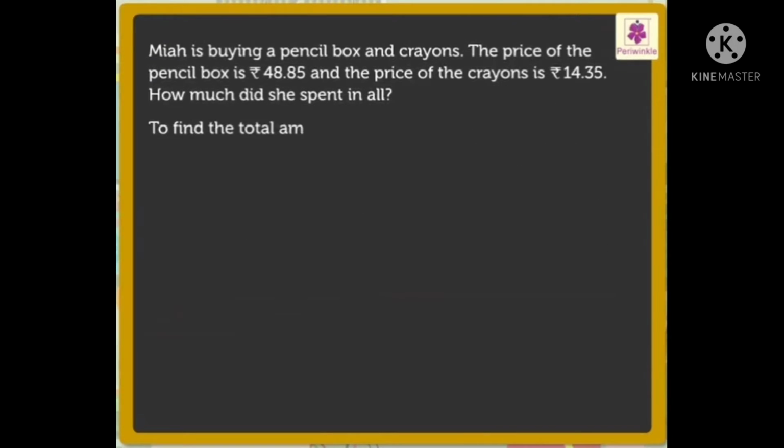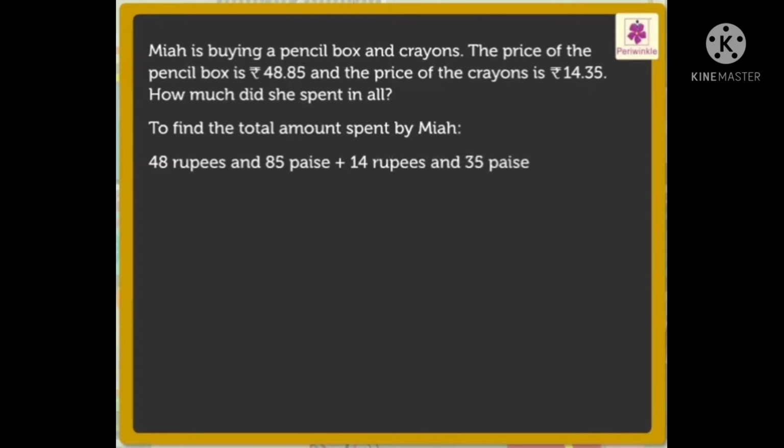To find the total amount spent by Mia, we have to add 48 rupees 85 paise and 14 rupees 35 paise. Here, we will be writing the rupees under the rupees column and the paise under the paise column. First, we shall add the paise. So, here 85 plus 35 is equal to 120 paise.